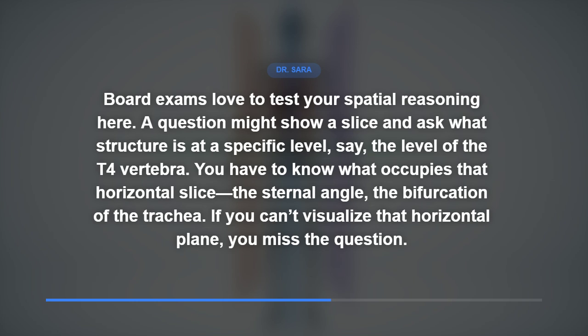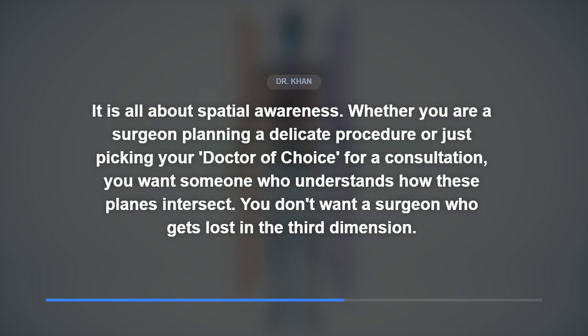A question might show a slice and ask what structure is at a specific level, say the level of the T4 vertebra. You have to know what occupies that horizontal slice, the sternal angle, the bifurcation of the trachea. If you can't visualize that horizontal plane, you miss the question. It is all about spatial awareness.